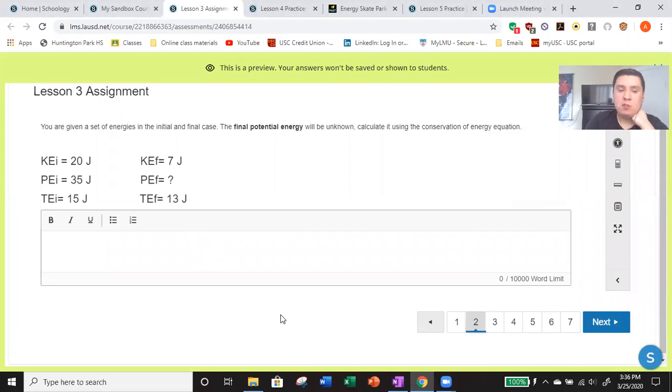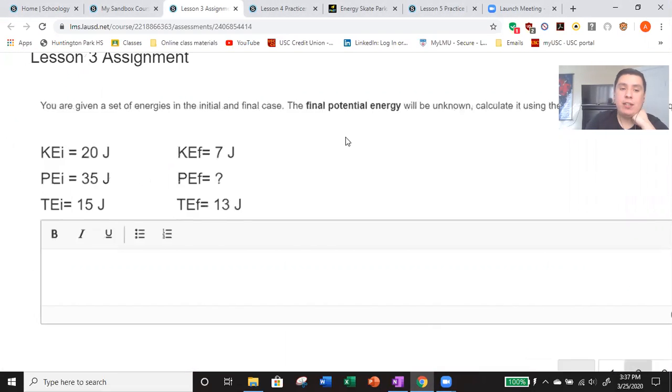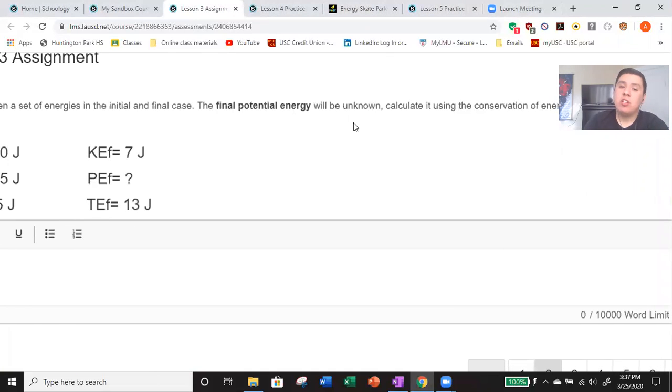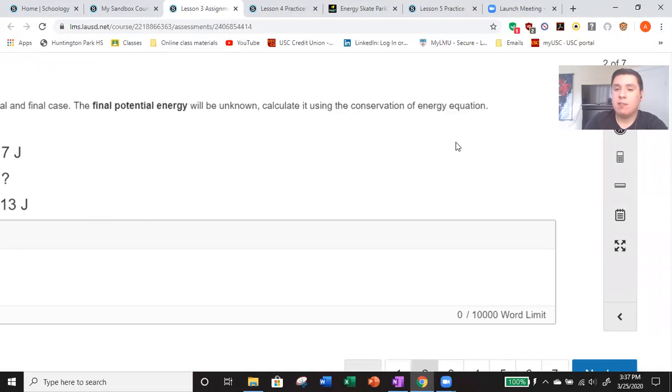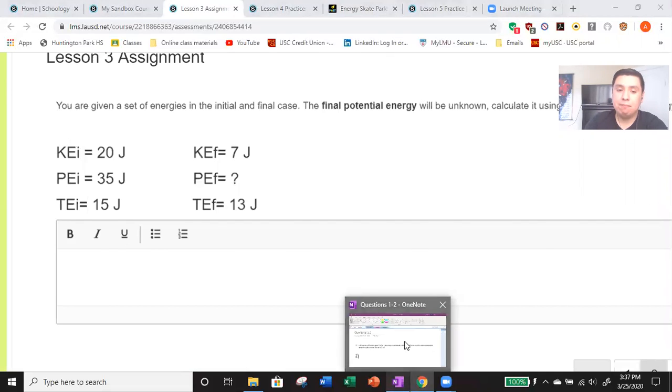Number 2, this was a little bit of math. So I gave you a set of energies, and there's an initial case and a final case. You know which one's initial based on the last letter, KEI, I for initial, F for final. So the final potential energy is unknown. I gave the other ones. So using the conservation of energy, how would you calculate it? So let me set this up.